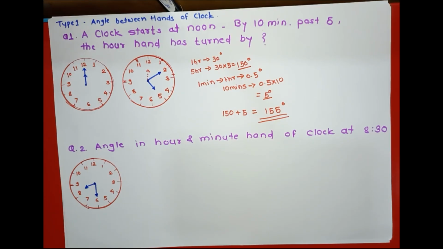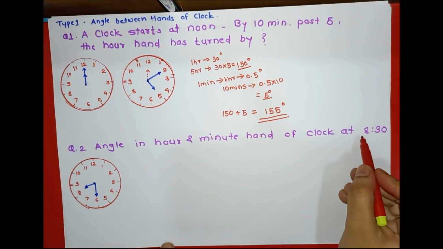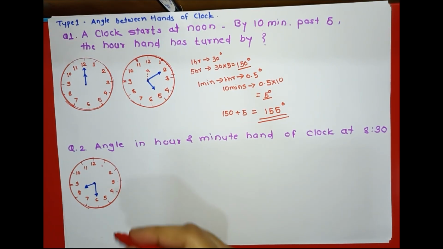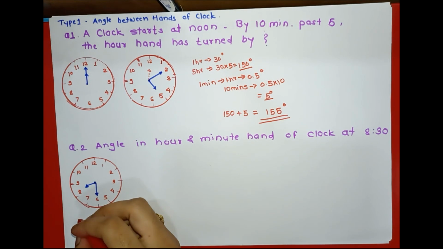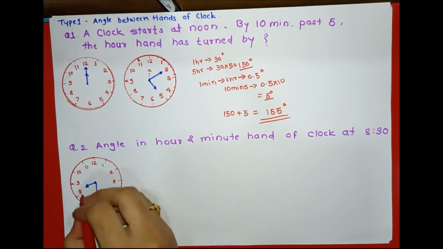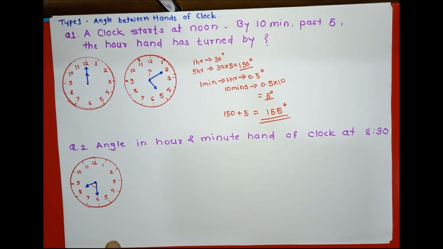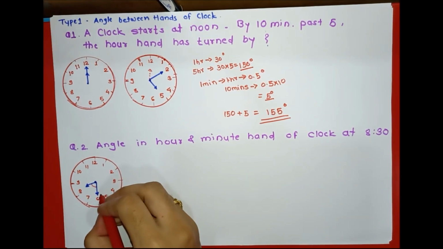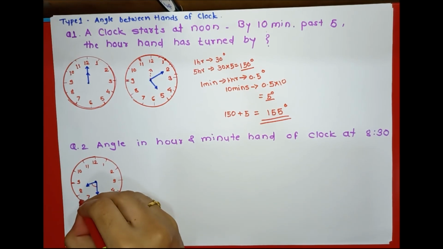Let's move on to the next question. Angle between the hour and minute hand of a clock at 8:30. So again the same thing, we have to find the angle between the hour hand and the minute hand of our clock at 8:30. So find the complete part. This is 1 and this is 2.